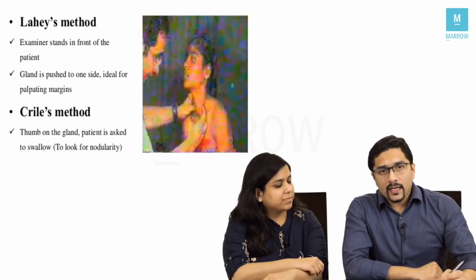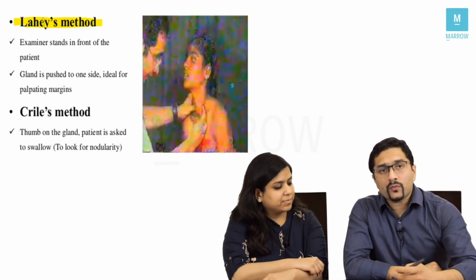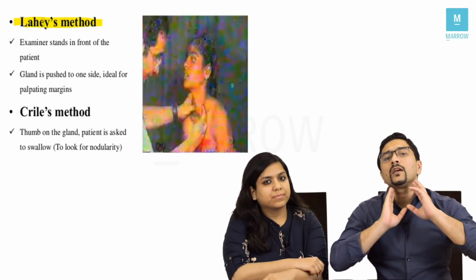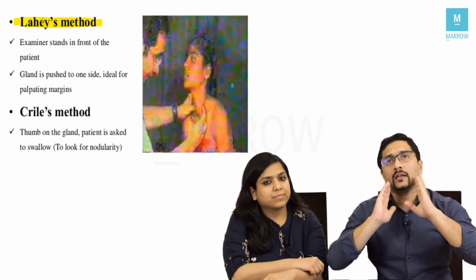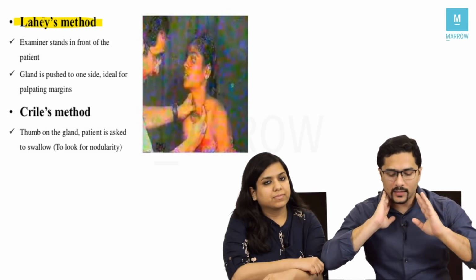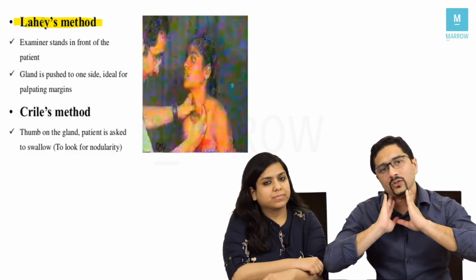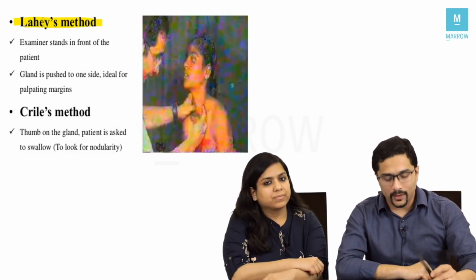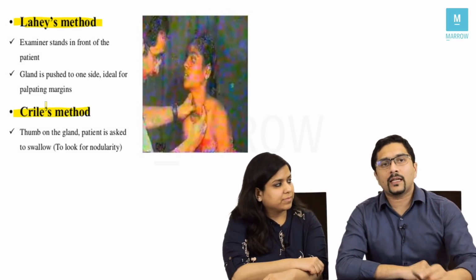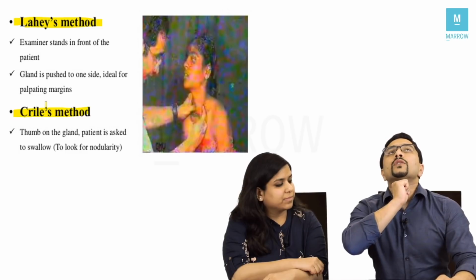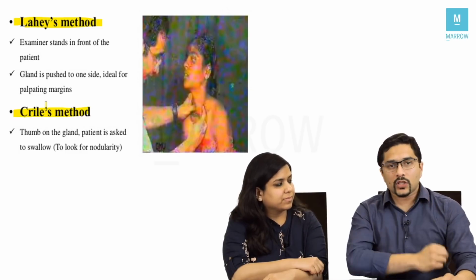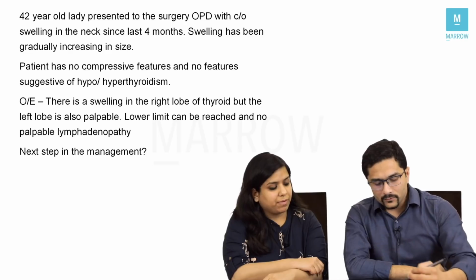The other method is the Lahey's method. The Lahey's method is when you want to feel the borders and the sides of the swelling. So the examiner stands in front and pushes the thyroid gland from one side to the other side to look for the borders of the swelling. And Crile's method is when, with the thumb, the examiner looks for nodularity. So these are just methods which you should be aware of.